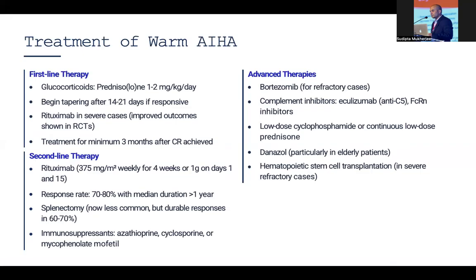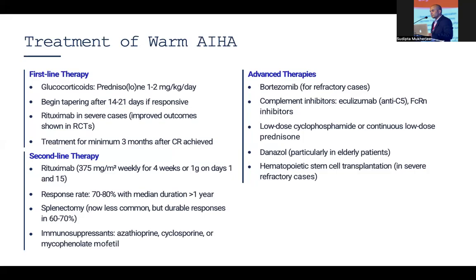Splenectomy can be considered, with a response of around 60 to 70%, but this is not a common practice at this moment. Can consider other immunosuppressive drugs like azathioprine, cyclosporine, and mycophenolate mofetil. There are adjuvant therapies for refractory cases like bortezomib, complement inhibitors like eculizumab or FcRn inhibitors, low-dose cyclophosphamide or continuous low-dose prednisolone, danazol in the elderly population, and hematopoietic stem cell transplant in severe cases.